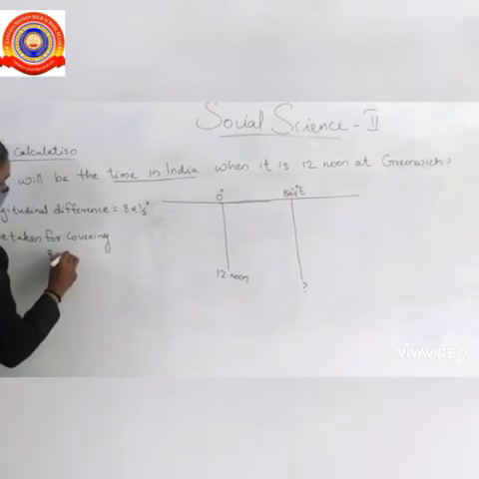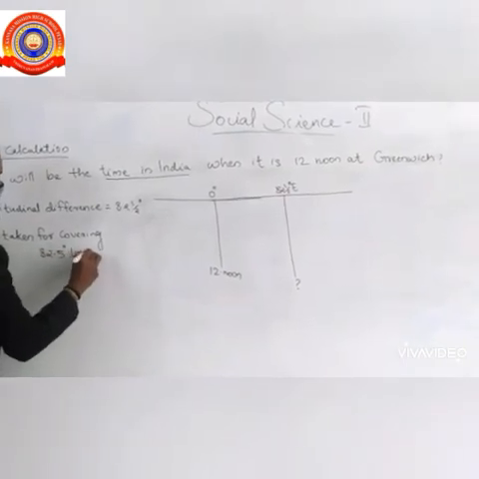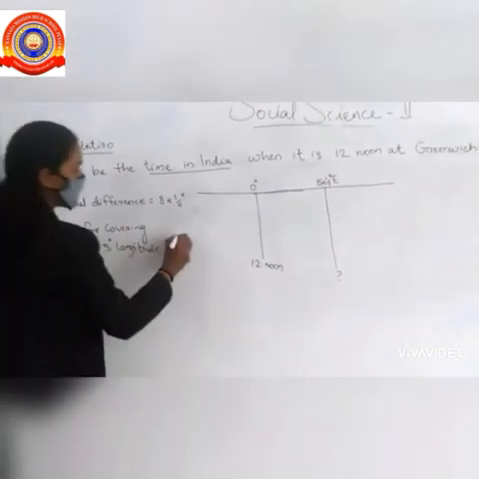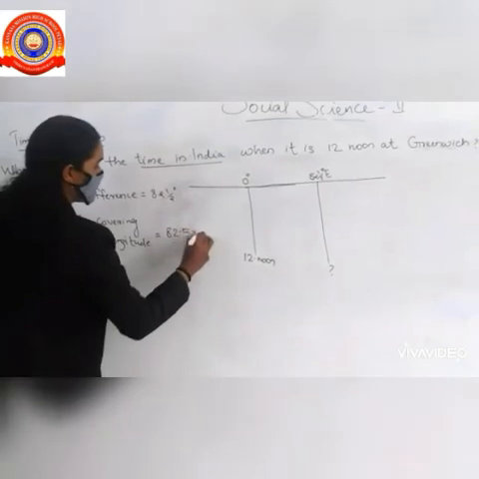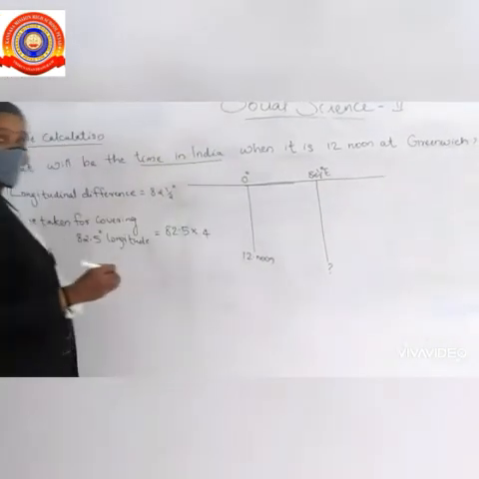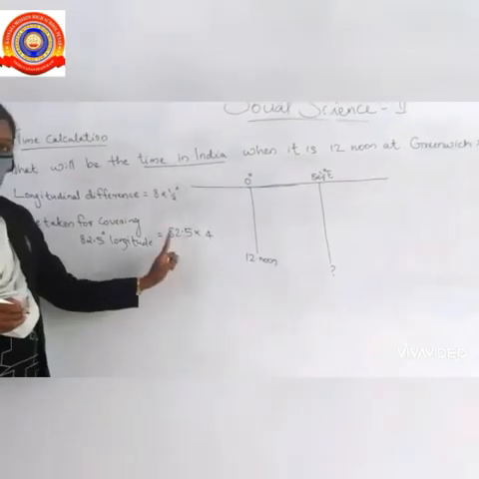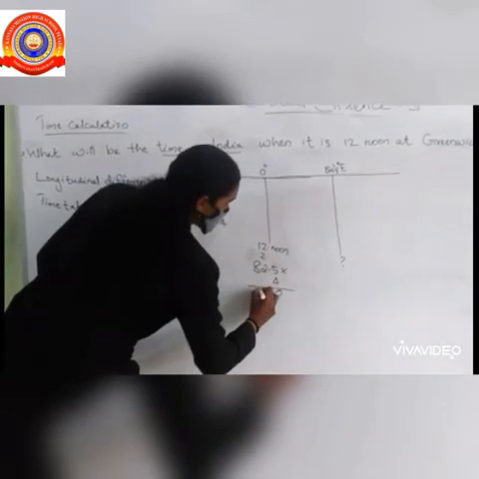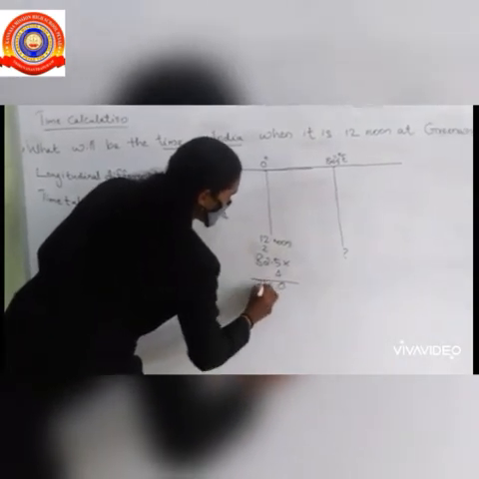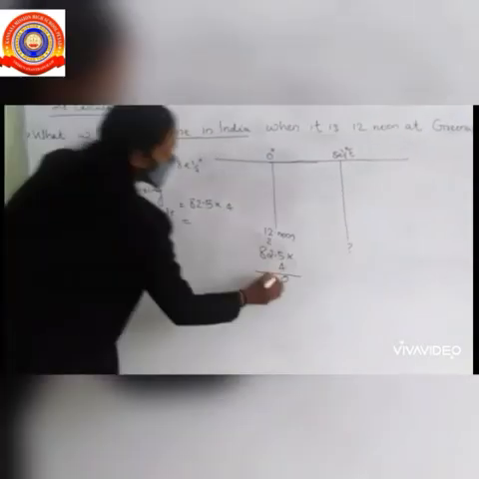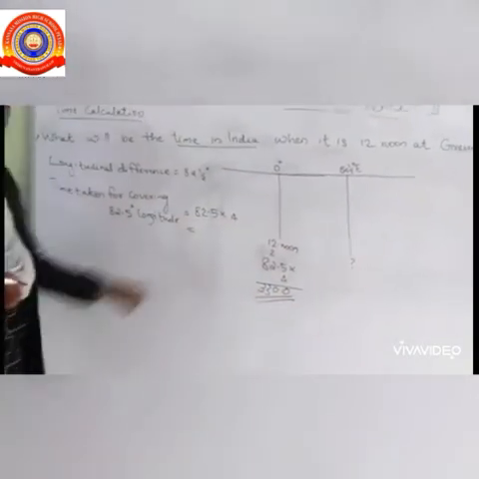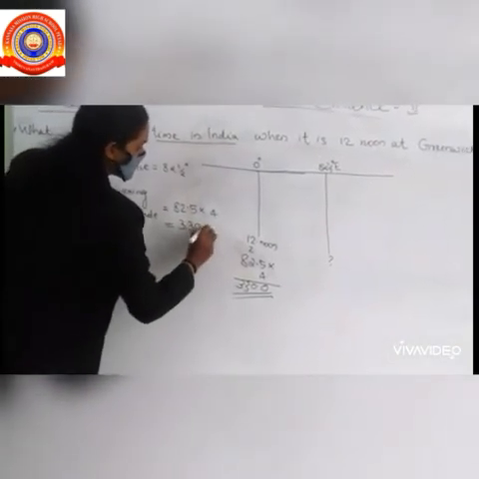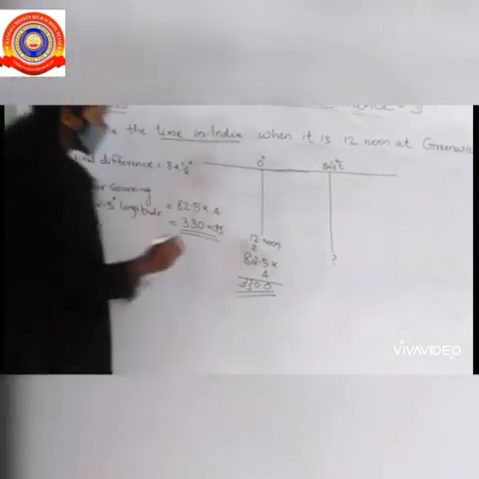We know that each degree of longitude takes 4 minutes. So we multiply 82.5 into 4. When we multiply 82.5 with 4, we get 330. So we now know that the time duration between India and the Greenwich meridian is 330 minutes.